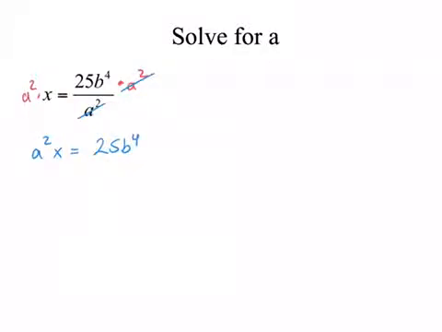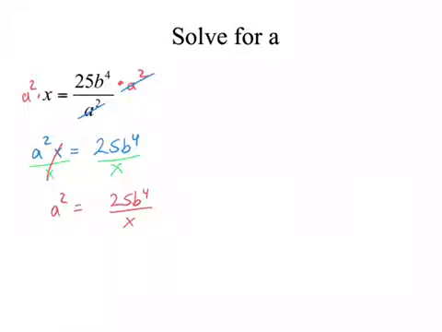Next step, I still want to get a squared by itself, so I now have to get rid of this x. So to get rid of the x, to get a squared by itself, I want to divide by x. So those disappear, leaving you a squared equals 25b to the fourth over x.